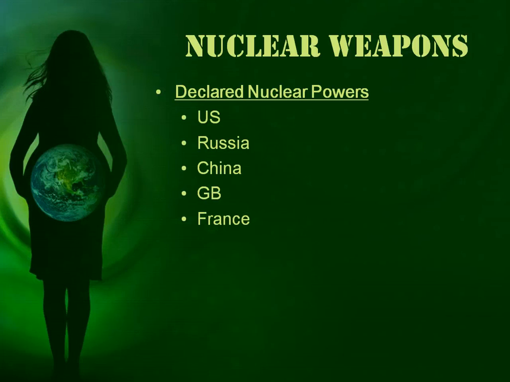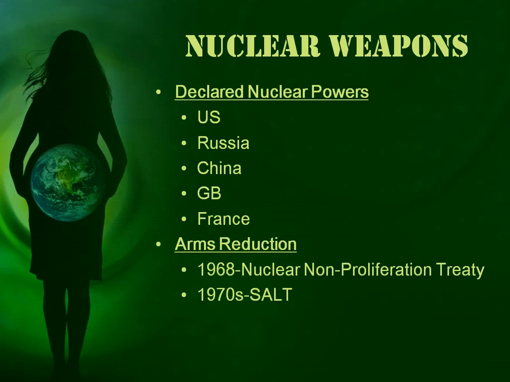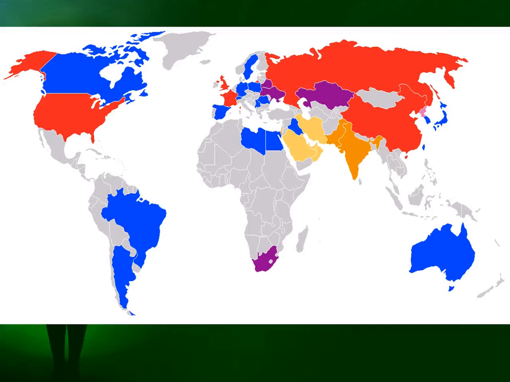As part of the UN agreement, only certain nations are allowed to have nuclear weapons. The 5 declared nuclear powers include the US, Russia, China, Great Britain, and France. As part of the Cold War, though, in the late 1960s and early 1970s, there was an agreement to scale back these nuclear weapons. This idea that if we went to war and used nuclear weapons, essentially it would annihilate the world. And people began to realize that. So in 1968, the Nuclear Non-Proliferation Treaty was signed, and this continued in the 1970s with SALT.